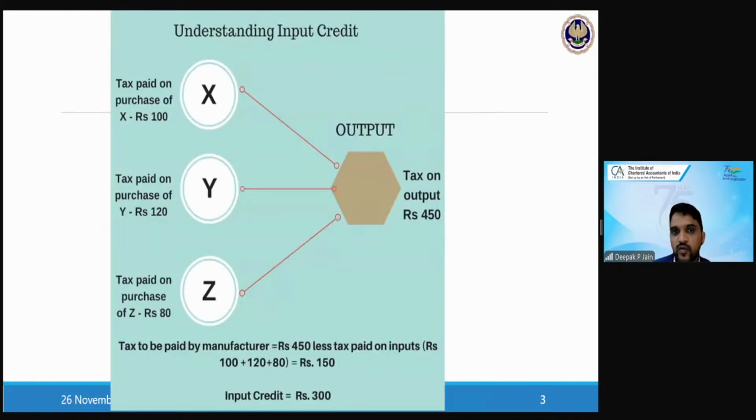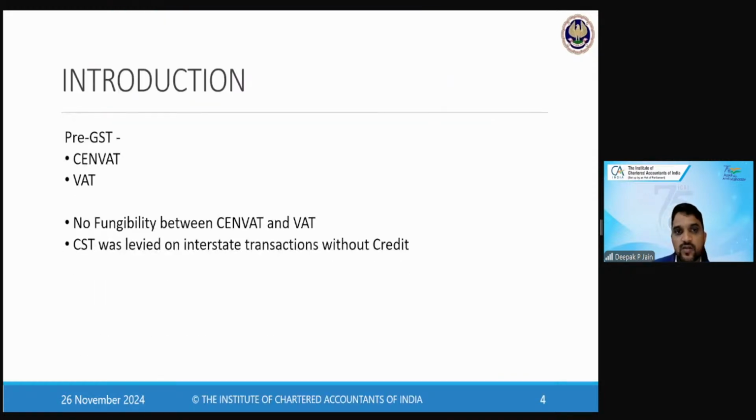Understanding input tax credit through various examples, we understood what happened before GST came in, because there was input tax credit before GST also, but it was not interlinked or interconnected. SENVAT and VAT were separate. Credit of SENVAT cannot be claimed by a VAT dealer, and credit of VAT was not offset with SENVAT sales. So there was a distinction, a kind of divorce, between SENVAT and VAT.